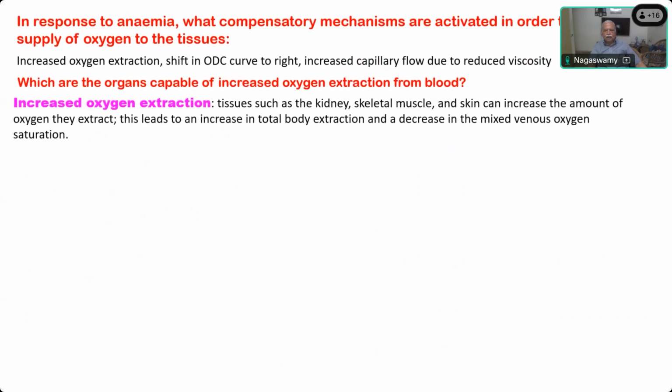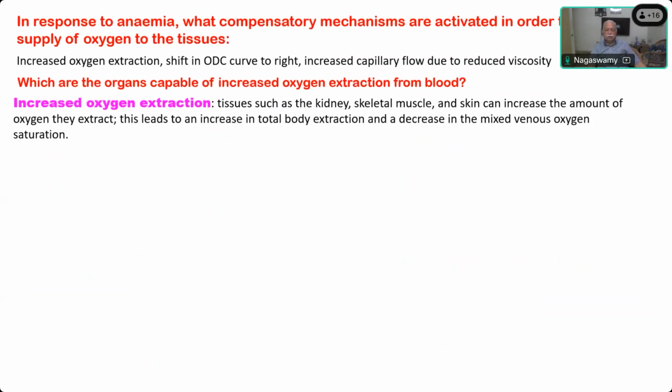So if you take a sample of mixed venous blood and analyze the oxygen content in that, there will be a much greater reduction. Normally, as I told you in the last class, with 100% saturation, venous blood returns 75% saturated, isn't it? Last class we saw that there is a 25% uptake by the tissues. Whereas if you see the mixed venous blood of an anemic patient, the venous saturation of oxygen will be only 60%.